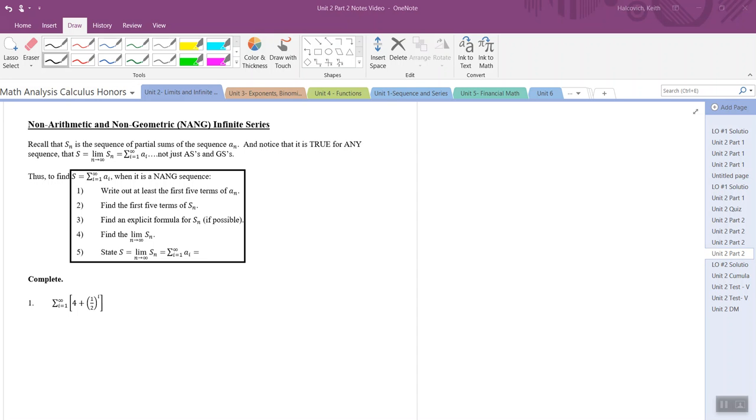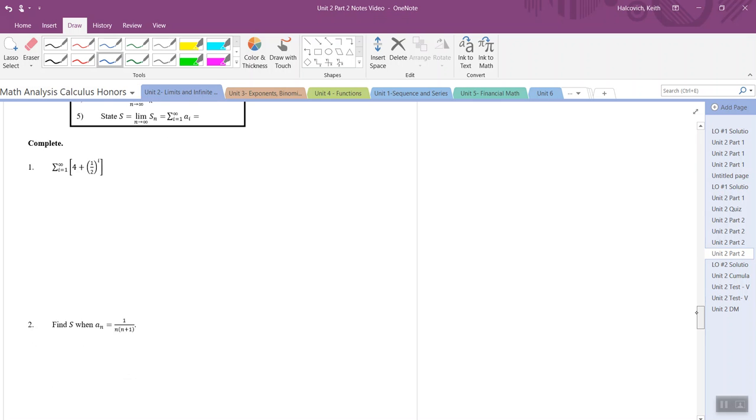Welcome to tonight's video on non-arithmetic and non-geometric infinite series. Recall that we've found the sums of partial sequences that are arithmetic and geometric, but we're also now going to do it if it's neither of those. And in order to do this, there's a 5-step process, and we'll go through it.